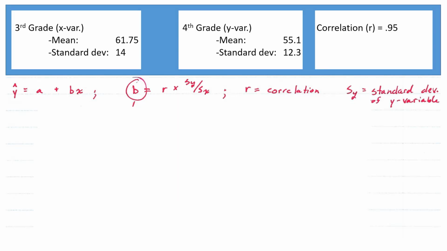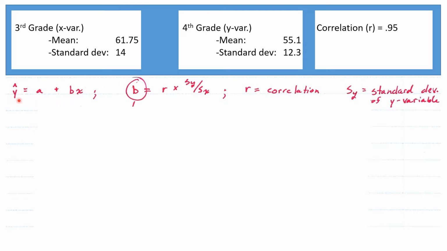All right, so I've put all of that information outlined right here, the information for students when they're in third grade, the information for those same students when they're in fourth grade, and here's that strong positive correlation of 0.95, meaning students that scored very highly in third grade, at the top of their class, tend to score at the top of their class in fourth grade. Those scoring at the bottom of their class in third grade tend to also score at the bottom of their class in fourth grade, and so on.